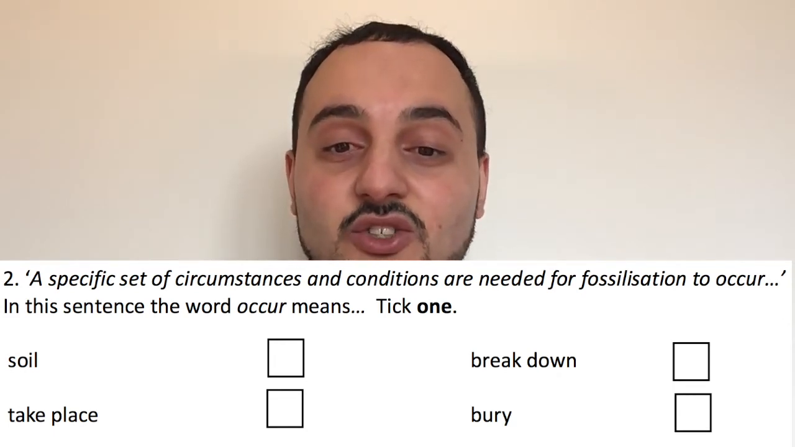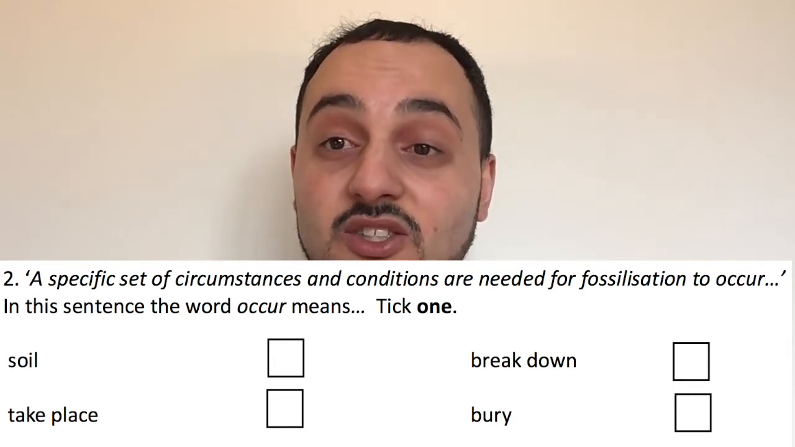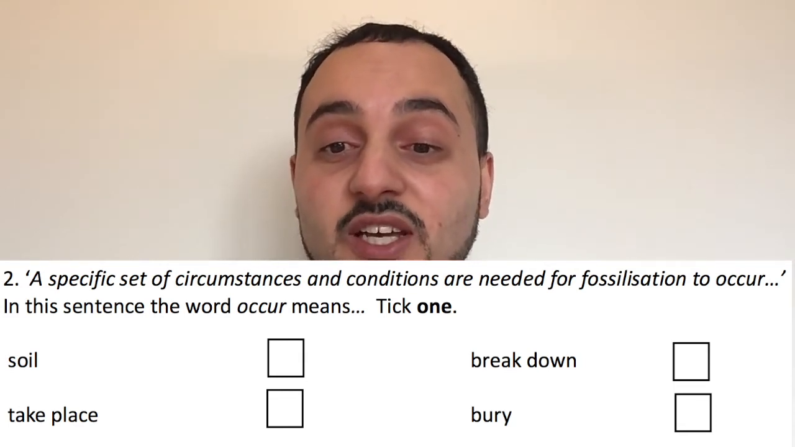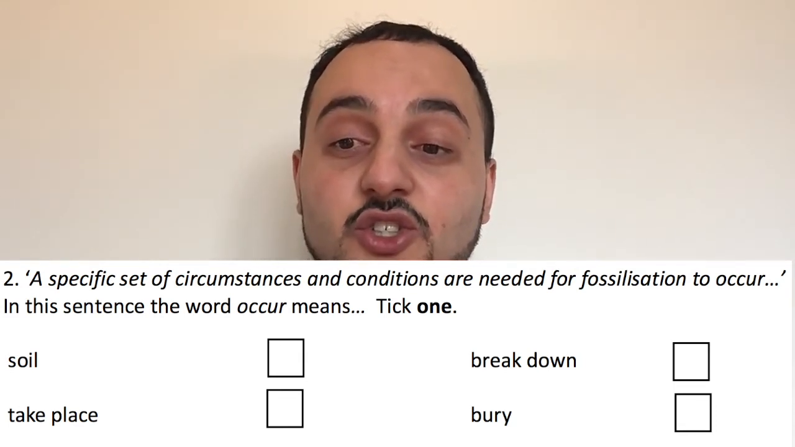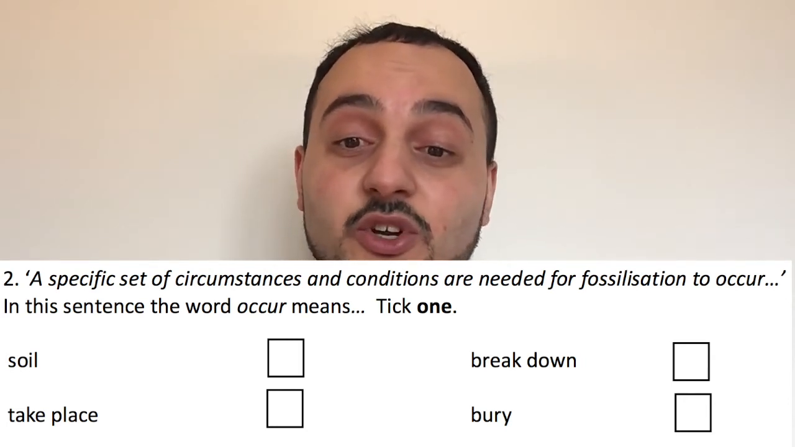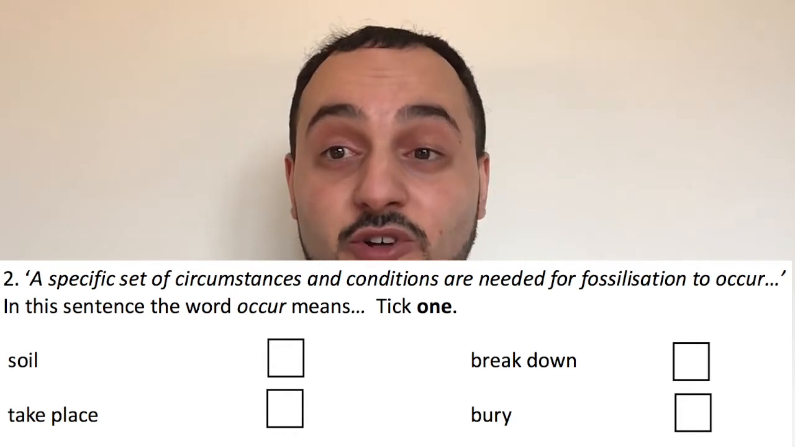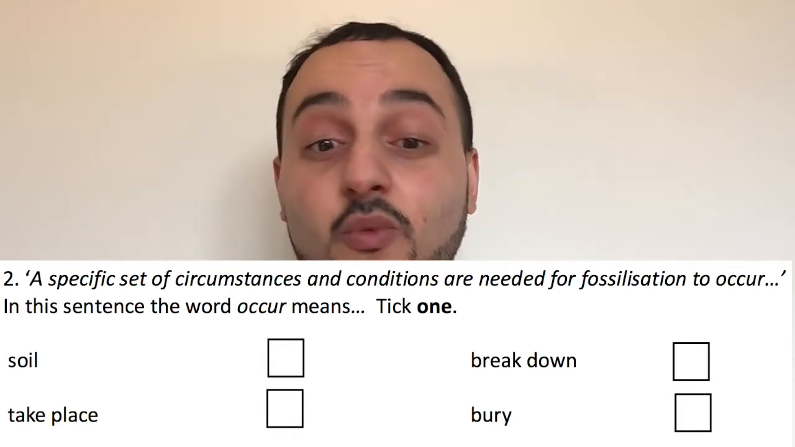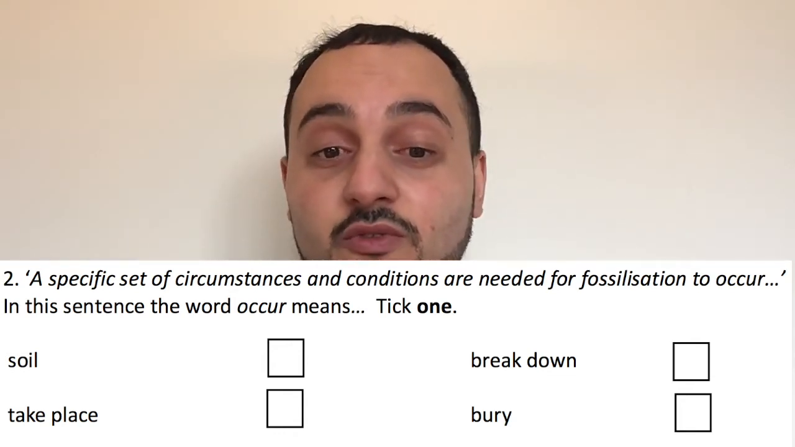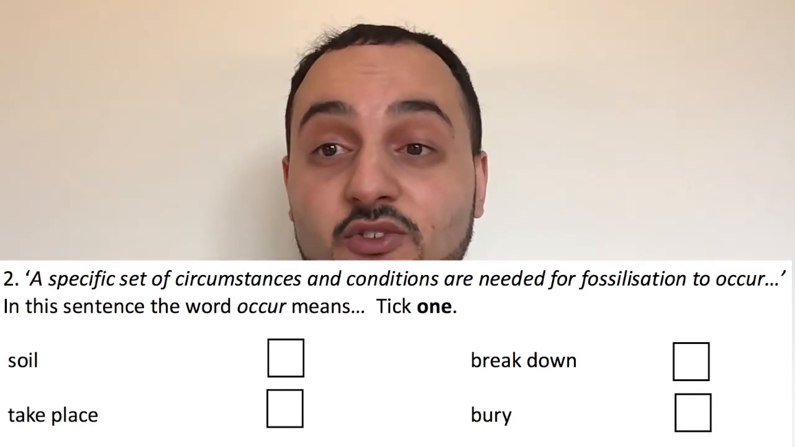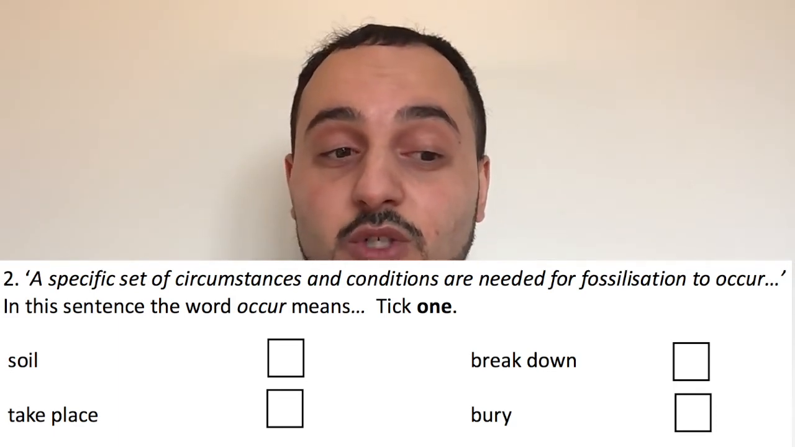In this sentence, the word occur means tick 1. So again, I'm going to do my old trick of replacing the word occur with all 4 of these options that we've got. So we've got the options of soil, break down, take place, and bury. I'm going to replace the word with one of those and see which one makes sense.